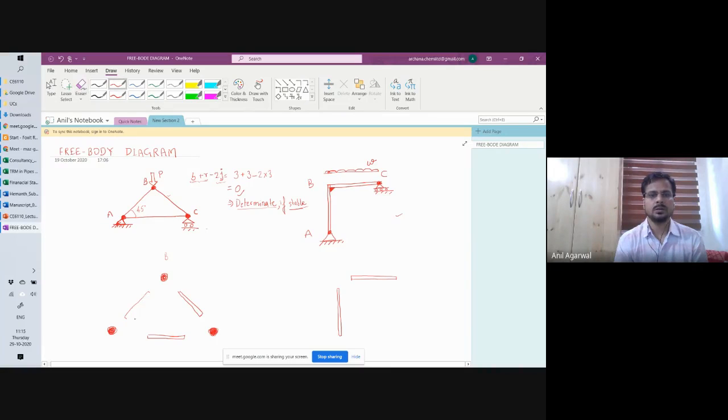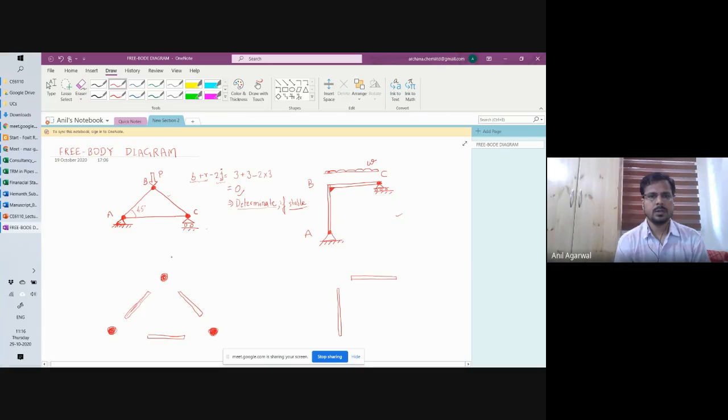Okay. So at a time you can solve only for the joint that has only two unknowns in a plane truss. Okay. In a space truss, you can solve for any joint which has how many unknowns? Three unknowns. Space truss, right? Space truss, you have got three equations: sigma fx 0, sigma fy 0, sigma fz 0. So that three equations means three unknowns can be solved. But right now I can solve only two unknowns. Okay.